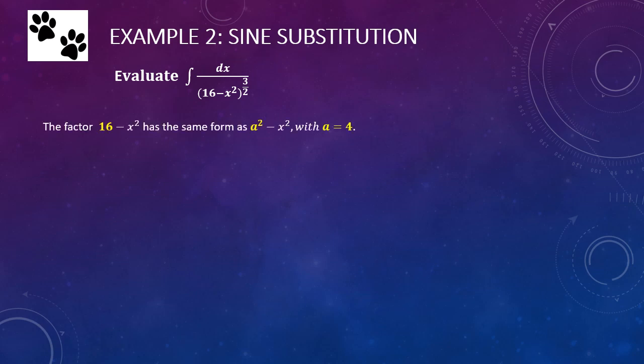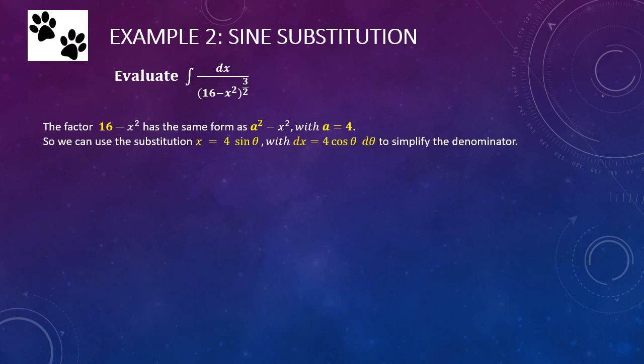If you look at the denominator, you can see the factor inside the parentheses, 16 minus x squared. This has the same form as a squared minus x squared that we've been looking at since the beginning of this section if we make a equal 4. So we can use the substitution x equals 4 sine theta, with dx equaling 4 cosine theta d theta, as we saw in the previous sections and examples, to simplify the denominator and the entire integral.